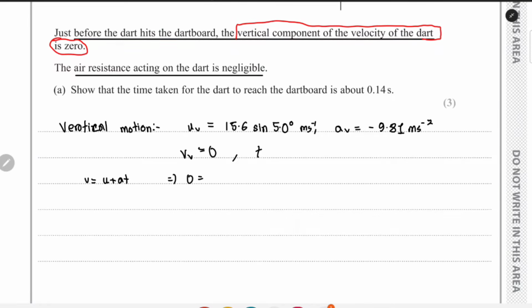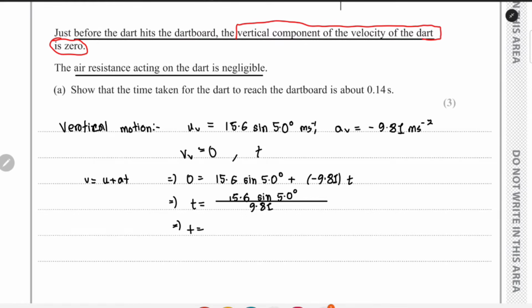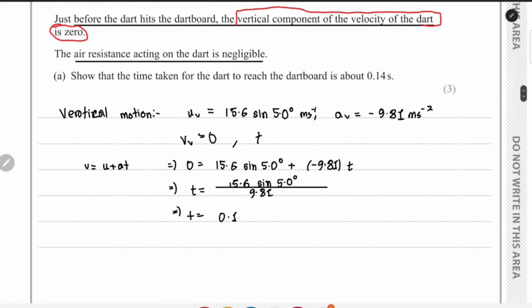We have 0 equals 15.6 sine 5.0 degrees plus minus 9.81, the acceleration, times t. T will be 15.6 sine 5 degrees divided by 9.81. If we calculate this, we'll get 0.1385, so 0.139 seconds, which is about 0.14 seconds.